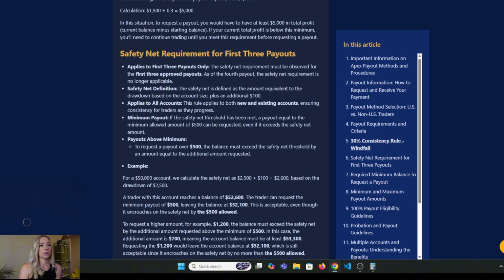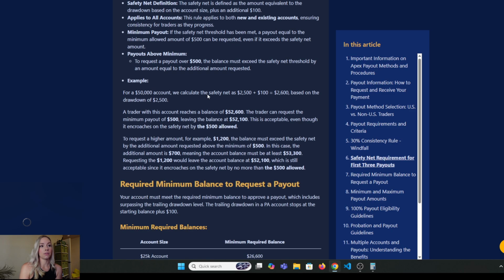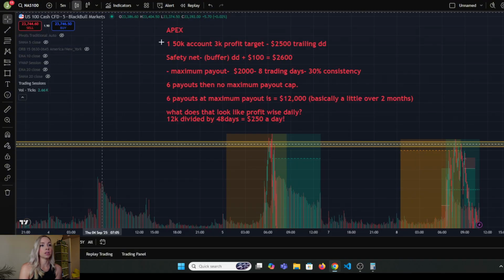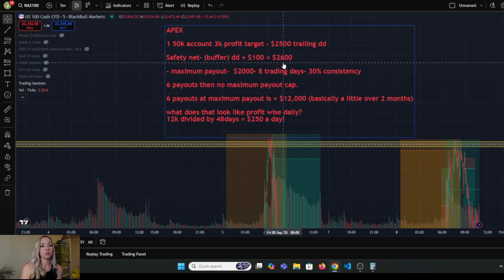Safety net. Okay, for the first 3 payouts. So I didn't include the first 3 payouts. I just kept it as the 6 payouts. So this applies to all your accounts, and then you have to have a minimum of over $500, right, to actually get the payout. So how do we get this?